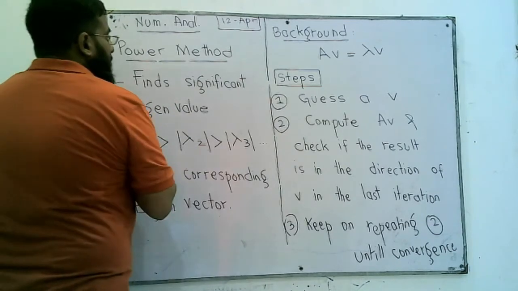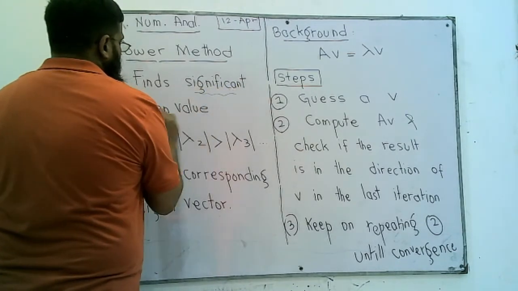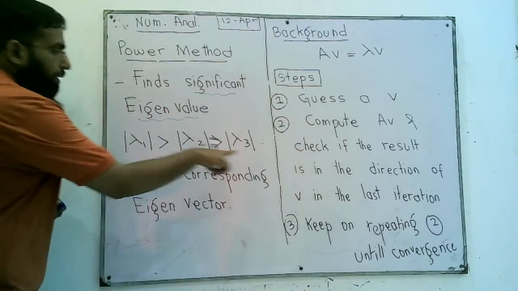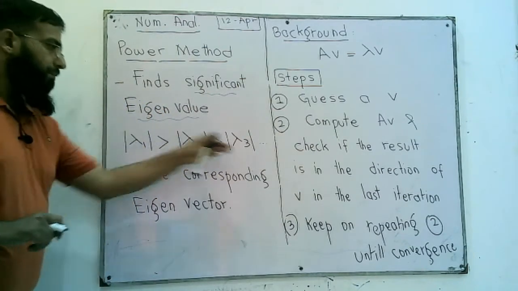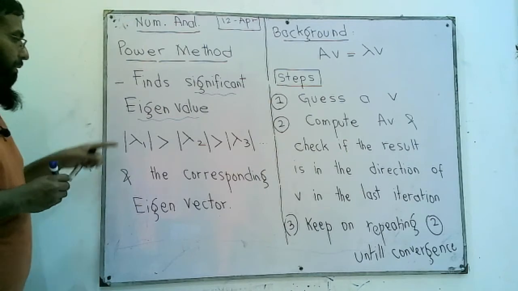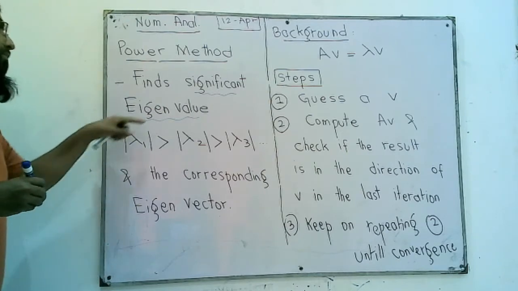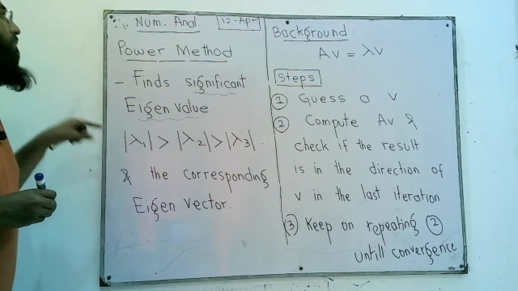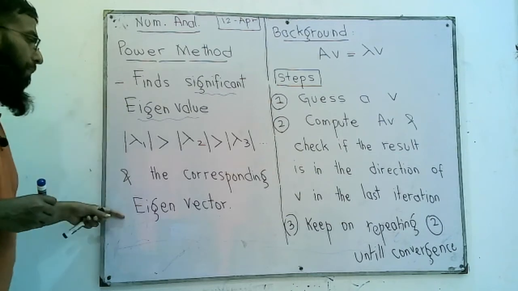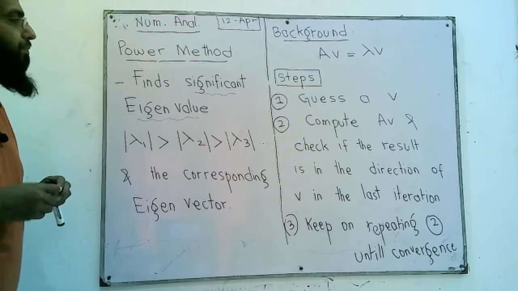eigenvalue. If we compute only the magnitudes of the eigenvalues and arrange them in descending order, the largest in terms of magnitude is the significant eigenvalue. So this method finds only the significant eigenvalue and the corresponding eigenvector.